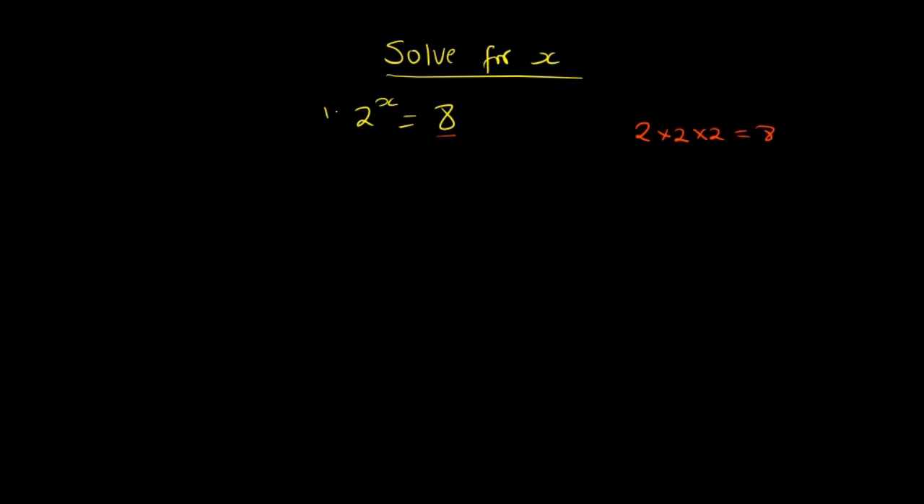So what we're going to have here is 2 to the power x will equal 2. So we're saying 2 is supposed to multiply 3 times. So we're going to say 2 to the power 3. Now, since the bases are the same, we're going to conclude that the powers will also be equal. So therefore, x will equal 3.